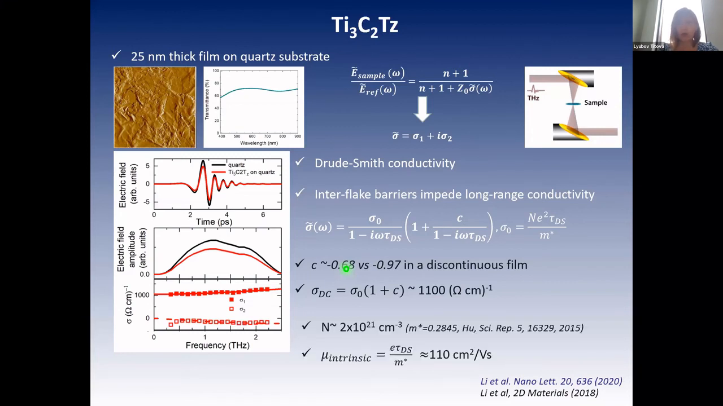Also from these fits, we can estimate carrier density, and we get carrier densities on the order of 2 times 10^21 inverse cubic centimeters, comparable to the published literature values. We can also calculate the intrinsic mobility of charge carriers. That's the mobility within those grains, right? And we find that it's also quite high.